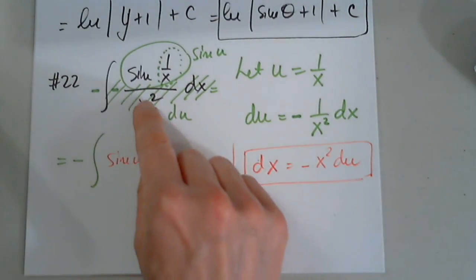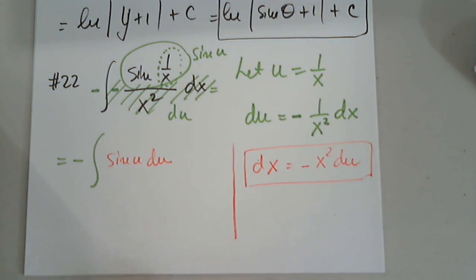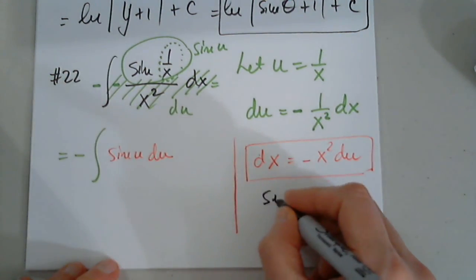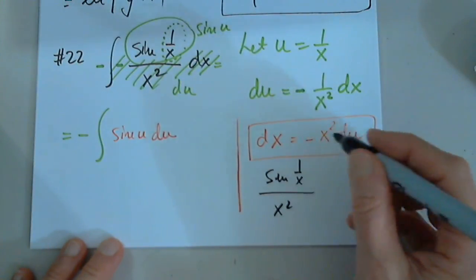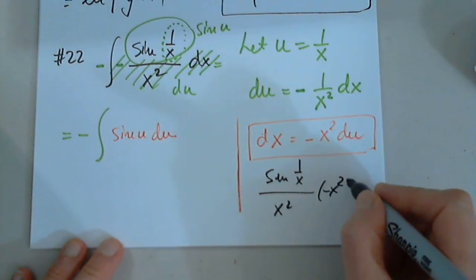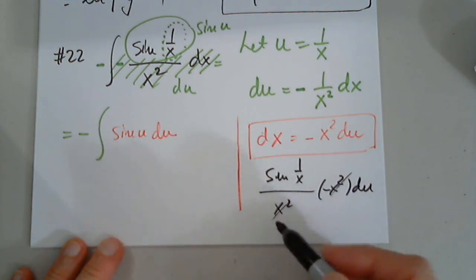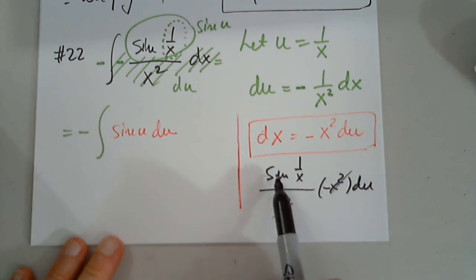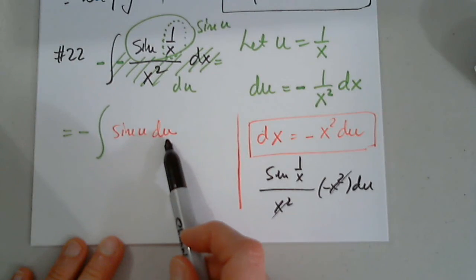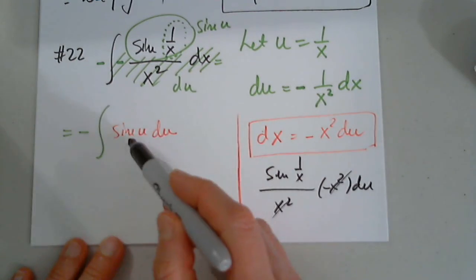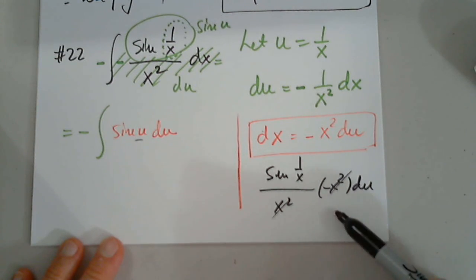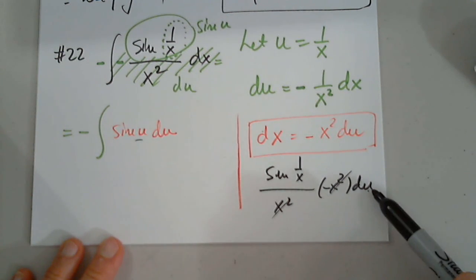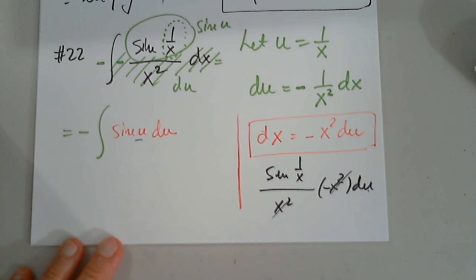So you cannot, unless you take it on the side and you write this, I have sine 1 over x squared. I'm replacing dx by negative x squared du. I will simplify. I have a negative in front. I have sine u and I have du. But you cannot put all this in the integral. Because here you see you have x and u in the same expression. We cannot have that. Is that clear?